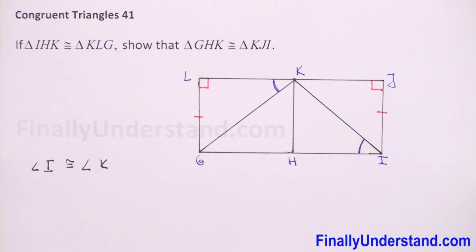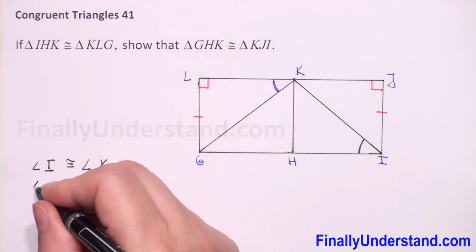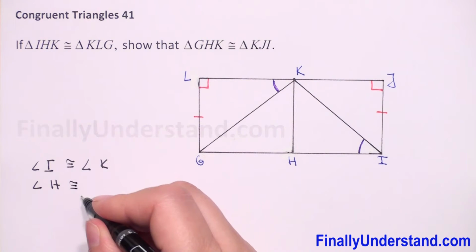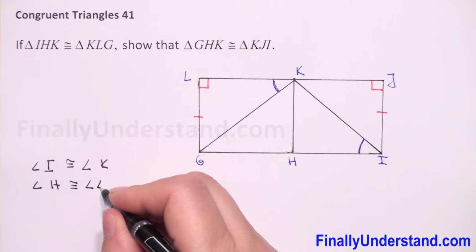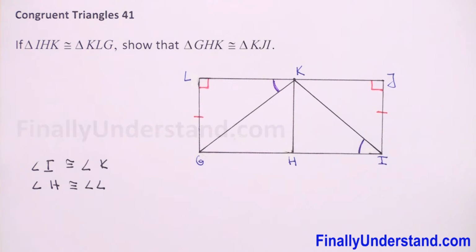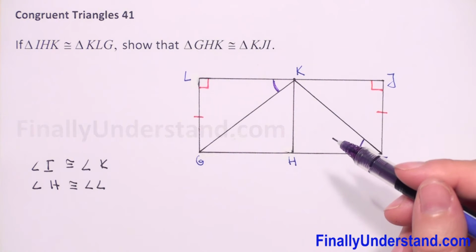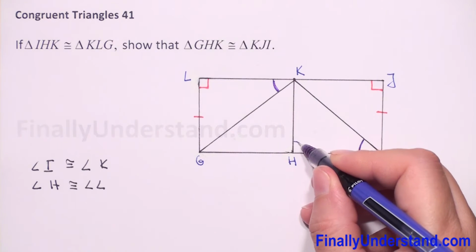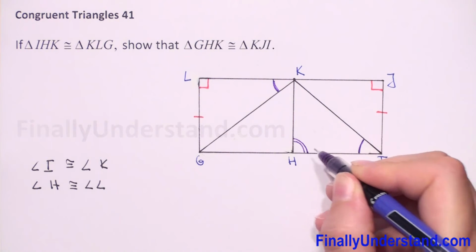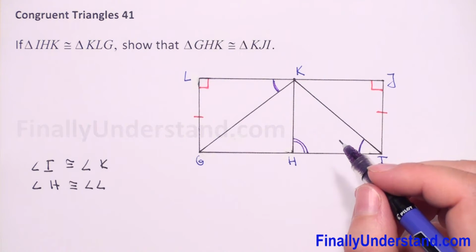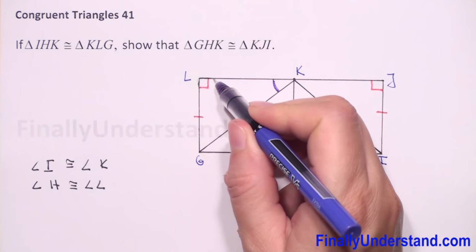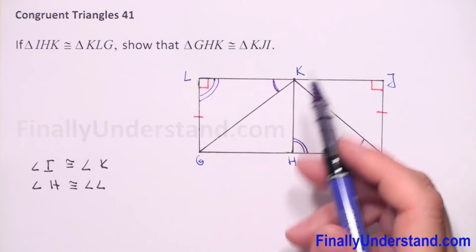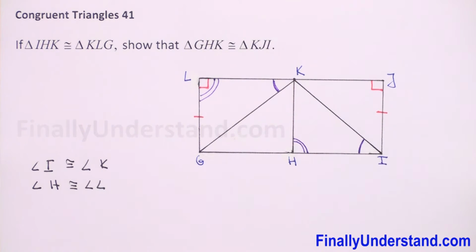Next, we have that angle H must be congruent to angle L. So we will have on our diagram that this is our, let's put two lines, the same as this angle. And because we see that this angle is a right angle, it means that this angle is right too.